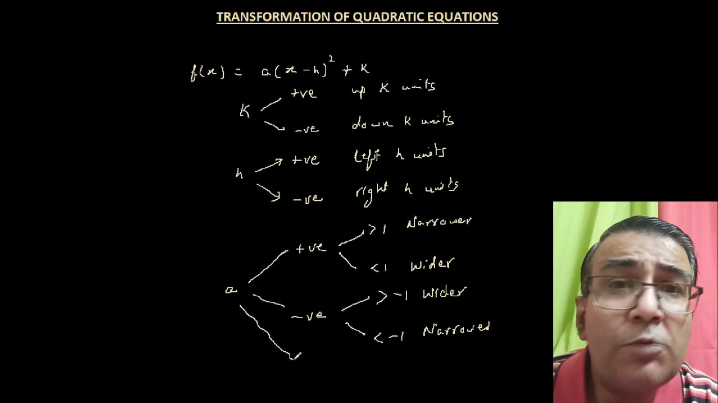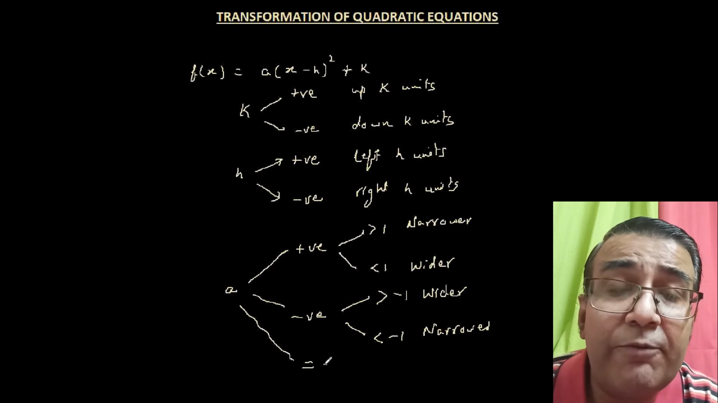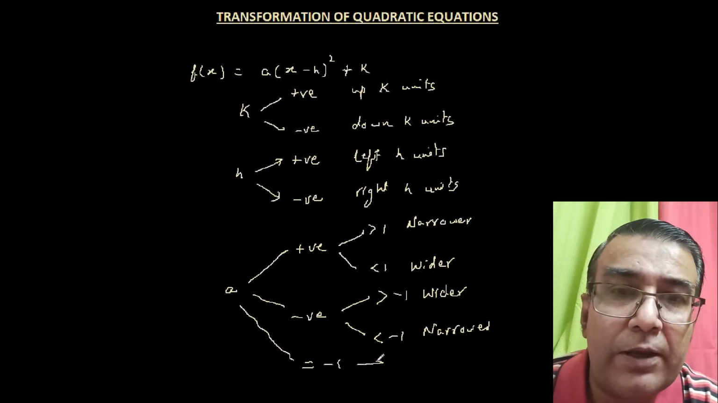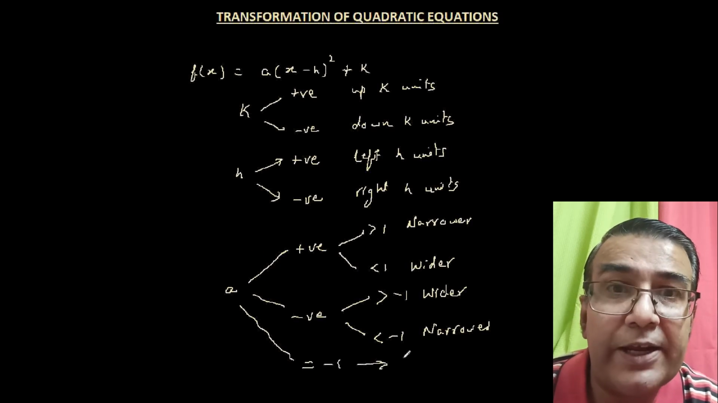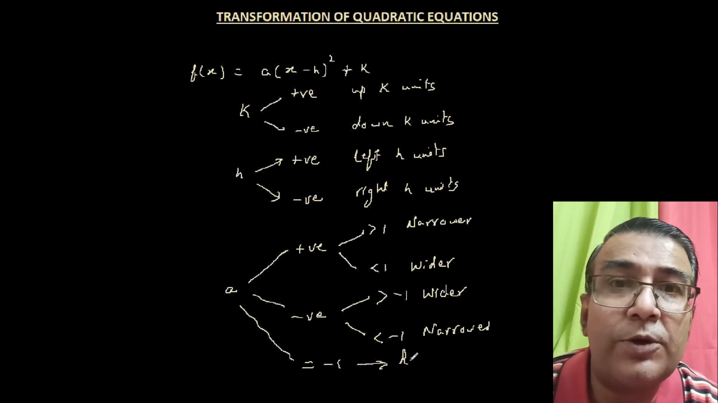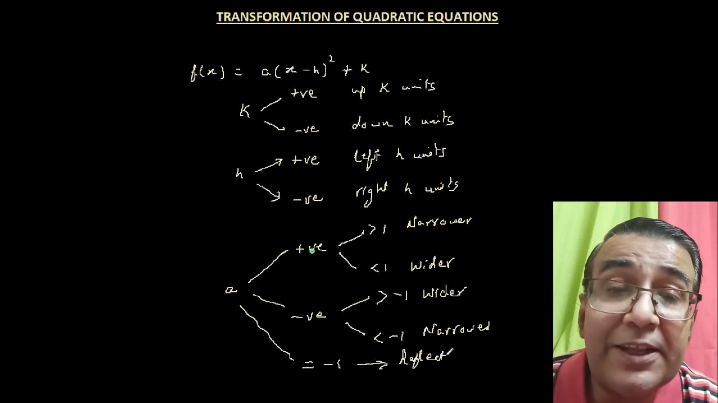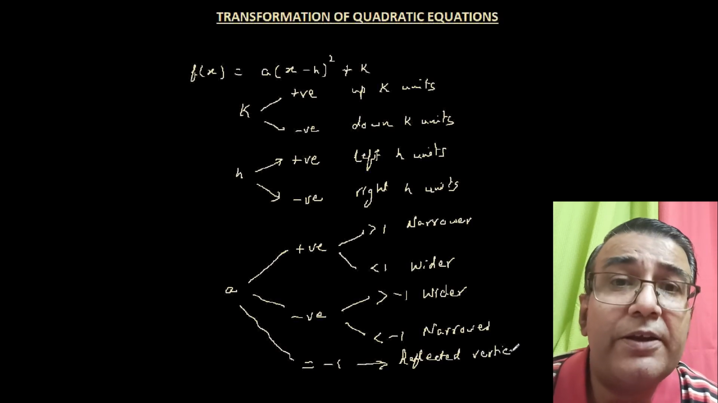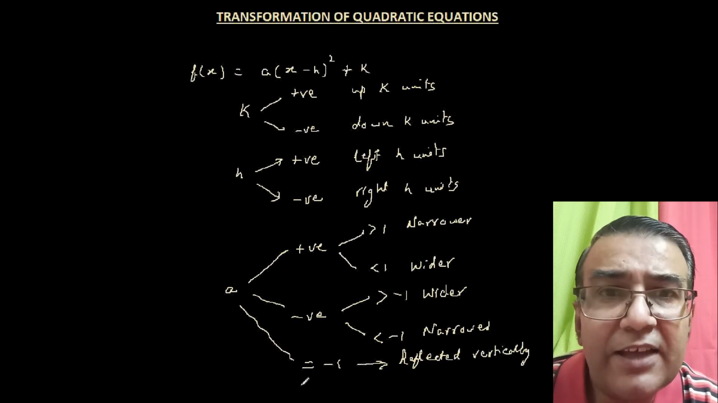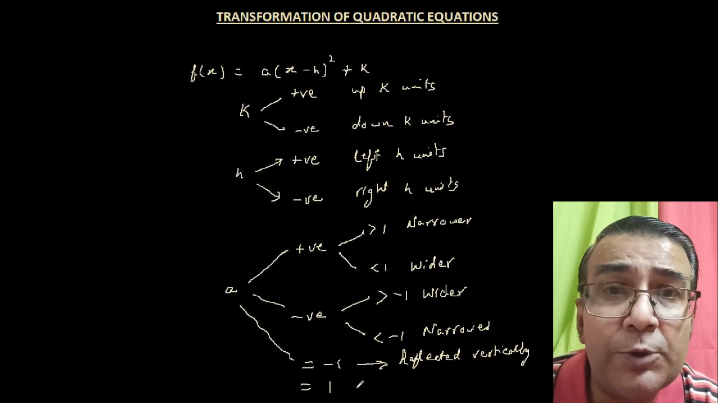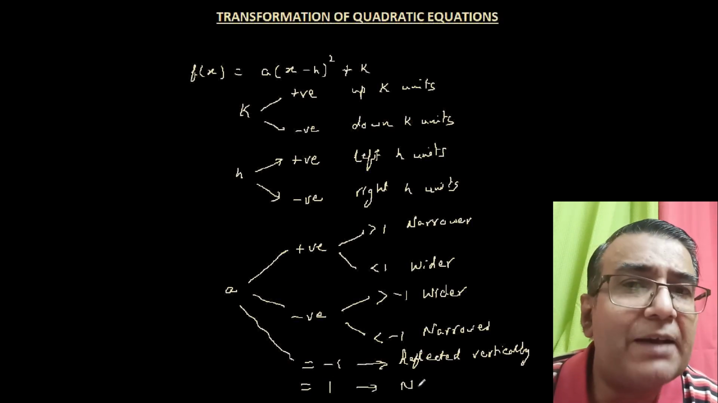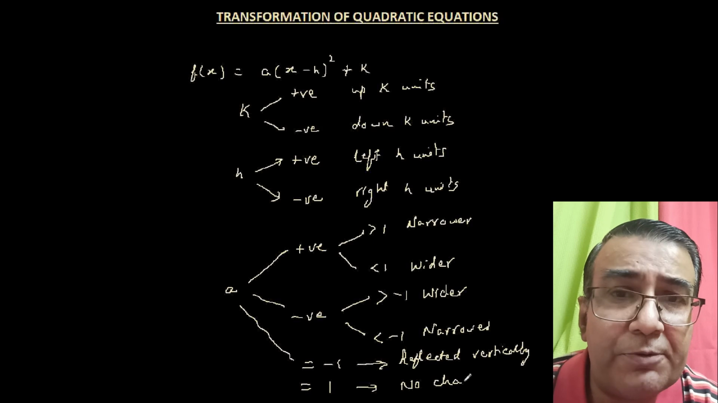Well, we could have two more scenarios. What if a was equal to -1? If it was equal to -1, it would just show a vertical reflection. It would neither be narrower nor wider. It would be the same graph but reflected vertically. And the last scenario: if a is equal to 1, then there will be absolutely no change in the graph. It will be the same.